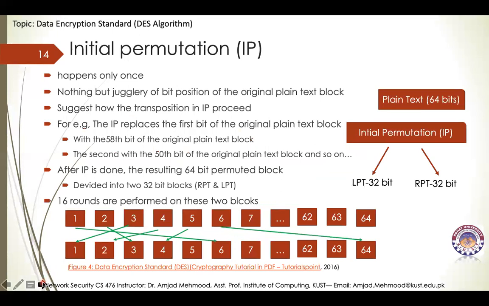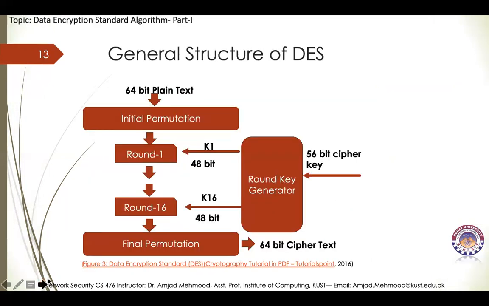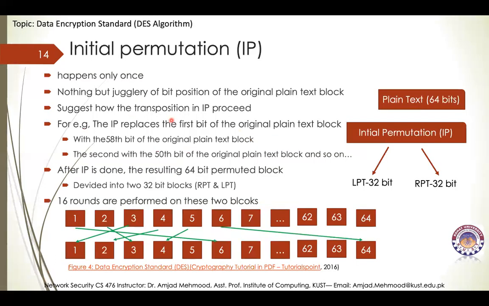Now, initial permutation. This is the first process of DES. As you know, once you pass a 64-bit plain text, it reaches the initial permutation. What happens in the initial permutation happens only once. So this is performed only one time. As you know, in DES we have 16 rounds, but this is on top of all those. So this will be performed once.